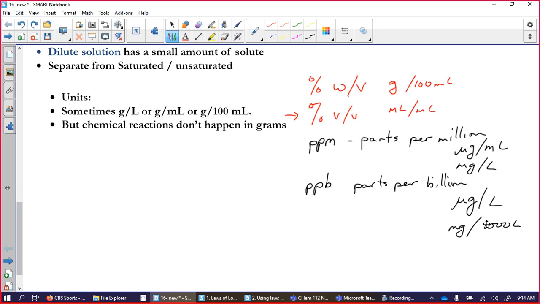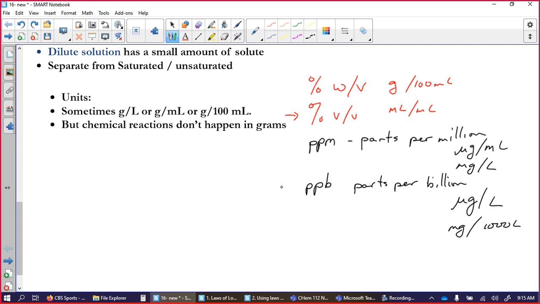Parts per million is relatively straightforward. We did, I think, one lab in university where we actually measured parts per billion. It was a fairly high parts per billion, but it still technically is parts per billion. So these are ones that you'll see in everyday life.